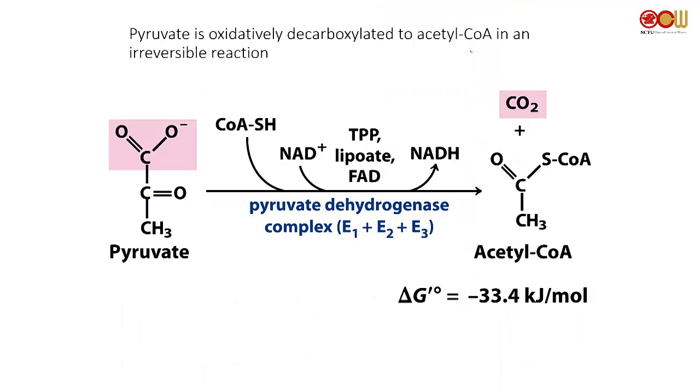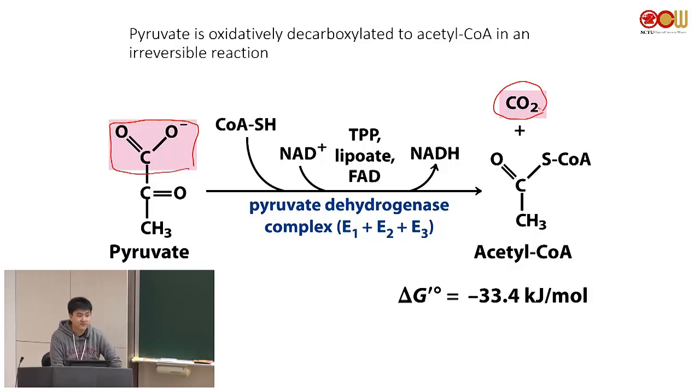So you turn pyruvate into acetyl-CoA. And what you're going to do is kick out this terminal carboxylate right here, and it's going to leave as CO2. Now, pyruvate is an alpha keto acid or a beta keto acid? It's an alpha keto acid. So in order to do alpha keto acid decarboxylation, you need to have what? A cofactor.